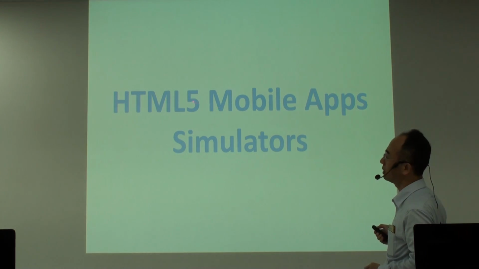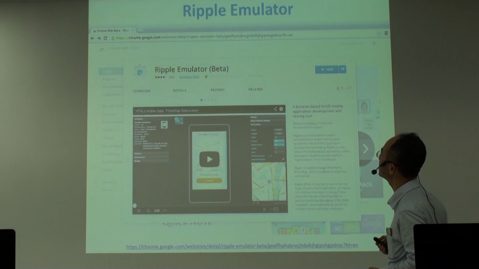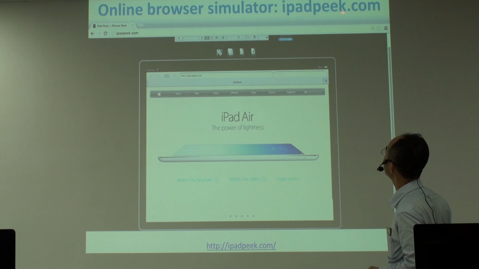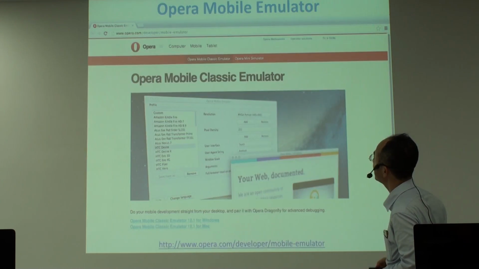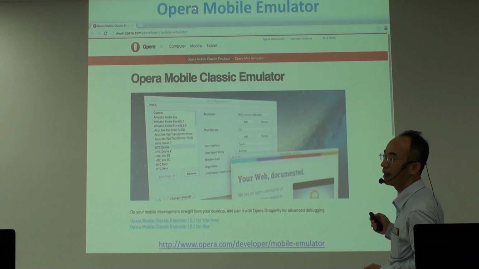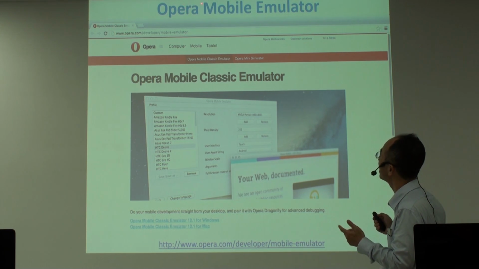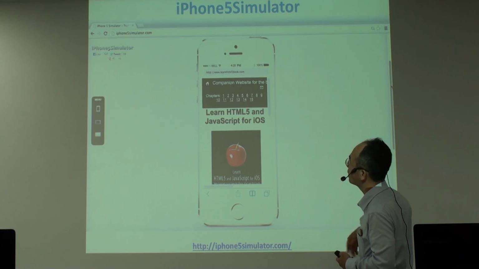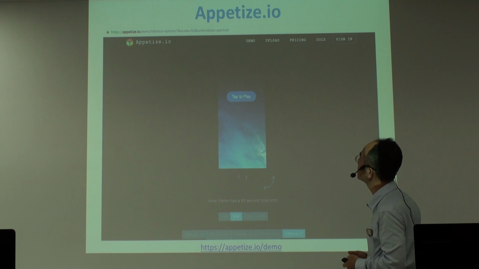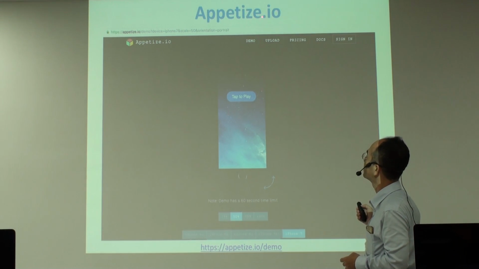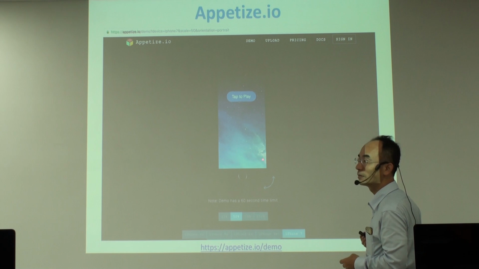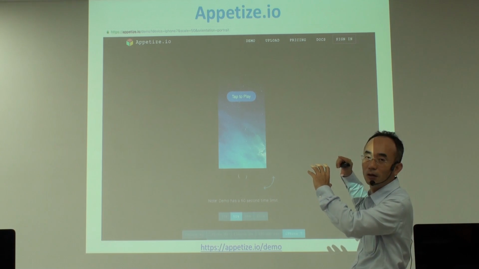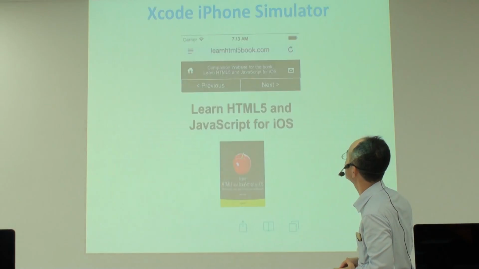And you also need HTML5 mobile app simulators online. For example, this is a browser simulator, an online iPad simulator, Opera or Opera Mobile emulators here, and also iPhone 5, iPhone 6, iPhone 7, iPhone 8 simulators. This is a good demo, so you can just run your HTML code in these simulators.